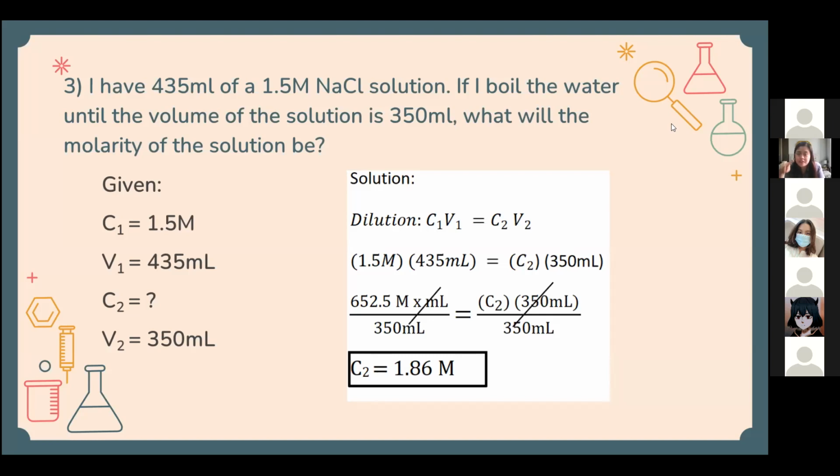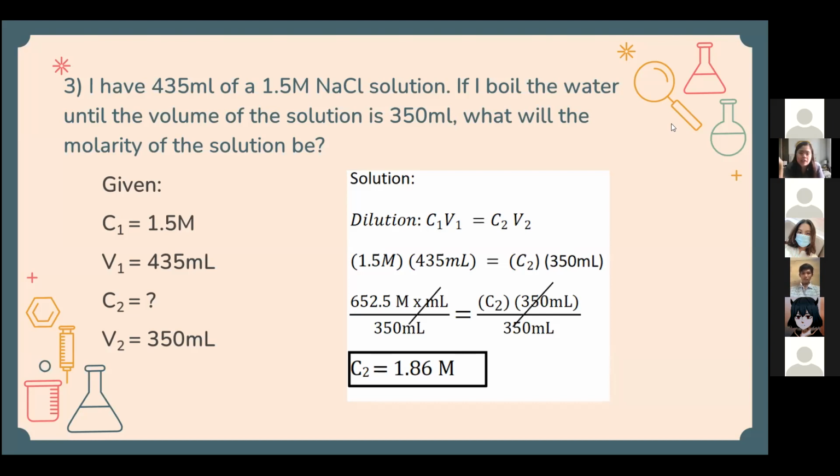But as you can see, from 1.5 it became 1.86. So it was not diluted in terms of its concentration. But you can still use C1V1 equals C2V2 here, because you have a concentration. The first concentration is 1.5. That's the original solution, and it is 435 ml. But the process here is to make it more concentrated.